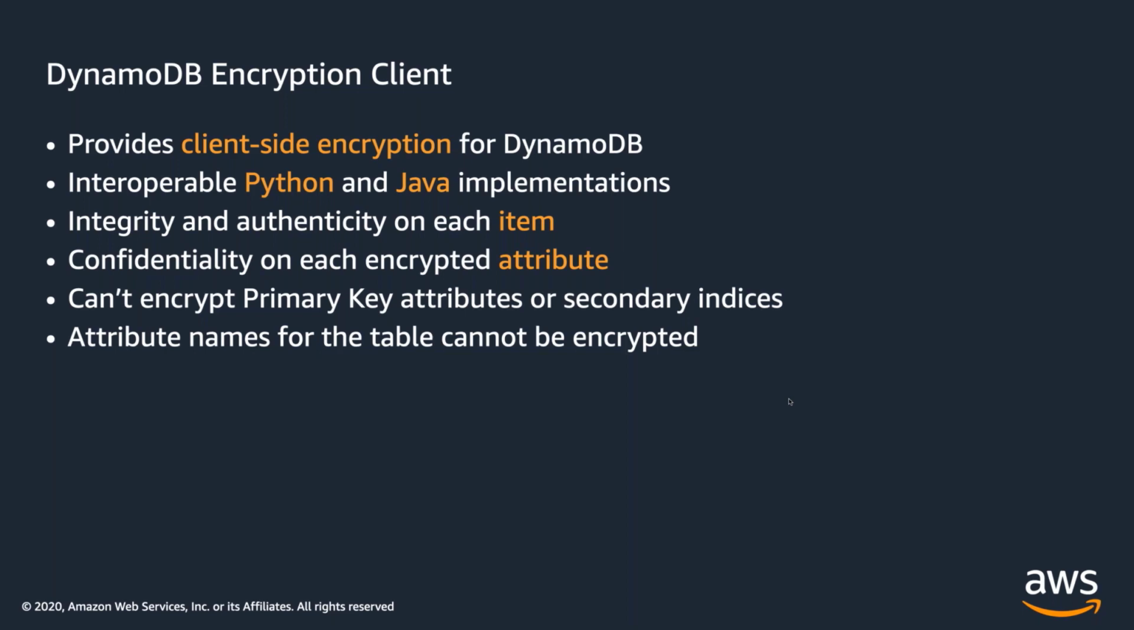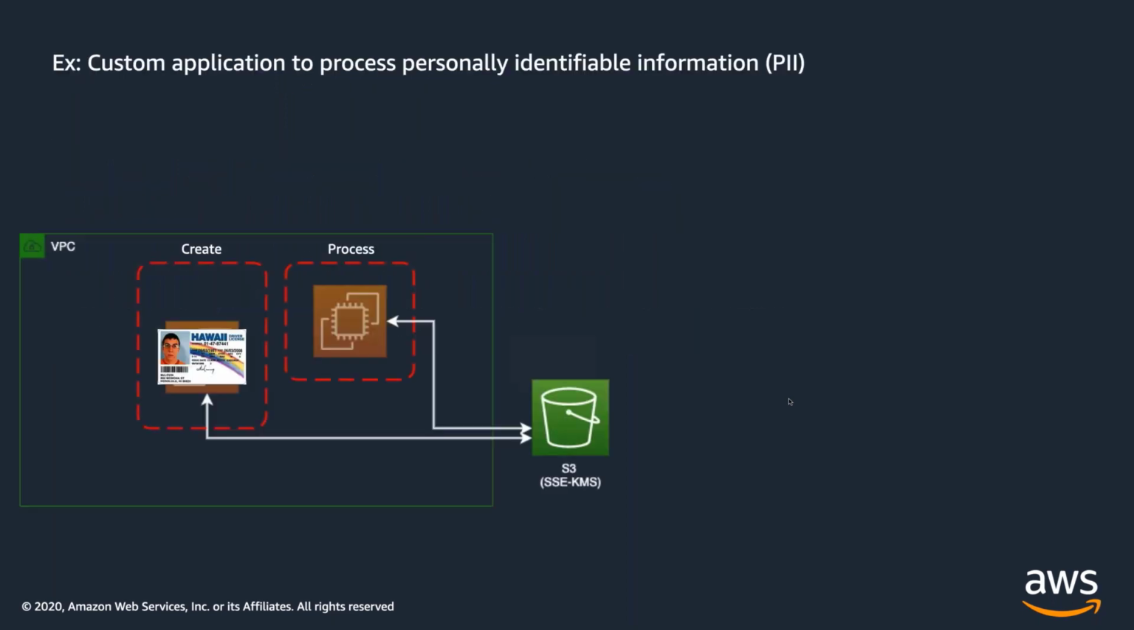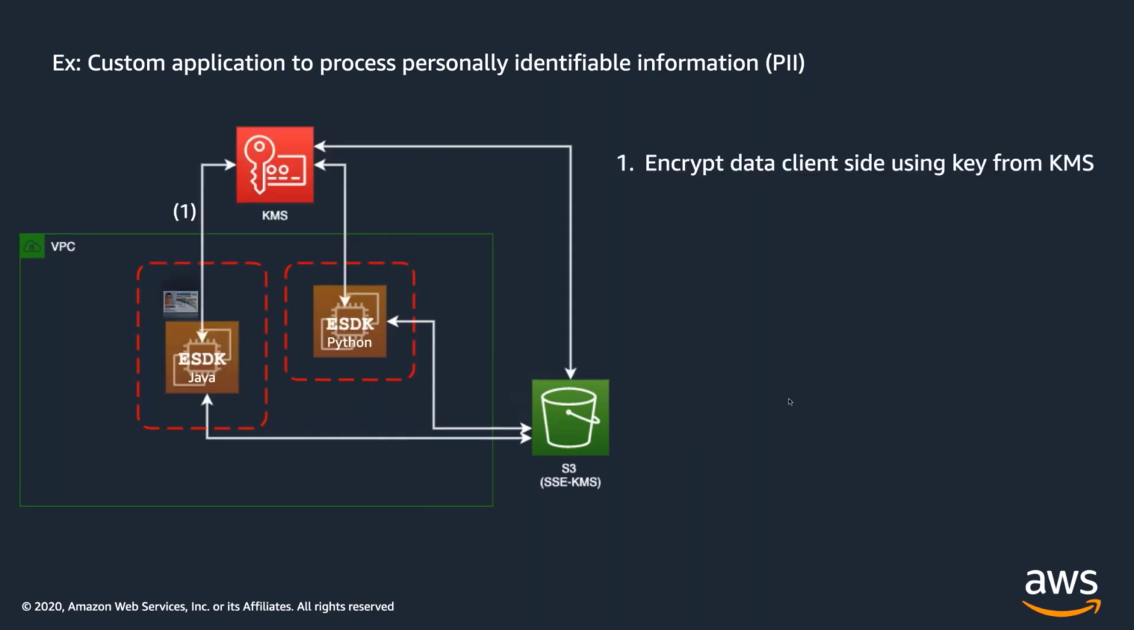So let's look at a small sample custom application that we need to process personally identifiable information. Again, super simple here. We've got two different processes. One is going to create some artifacts, some files that we're going to store in S3, again, using server-side encryption with KMS, and another application that just needs to process it. Again, we're within our virtual private cloud. We've got our security group set up. We've got what looks like a driver's license there.